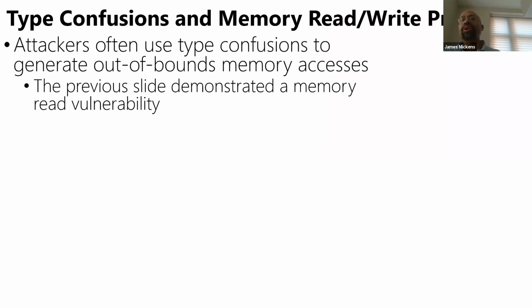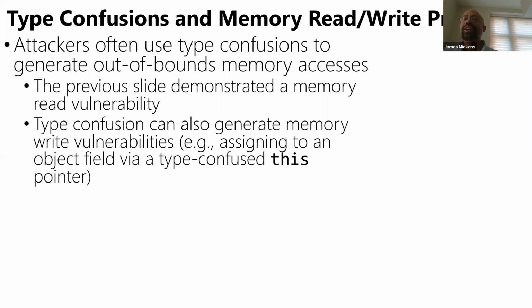So these kinds of type confusions are very helpful because, as I've mentioned, they allow memory read or write primitives in many cases. So attackers will often use the kind of type confusions that I just showed to generate these out-of-bounds memory accesses. The thing that we just looked at on the previous slide demonstrated a memory read vulnerability. So the vulnerability allowed the attacker to read more memory than the attacker should have been able to read.